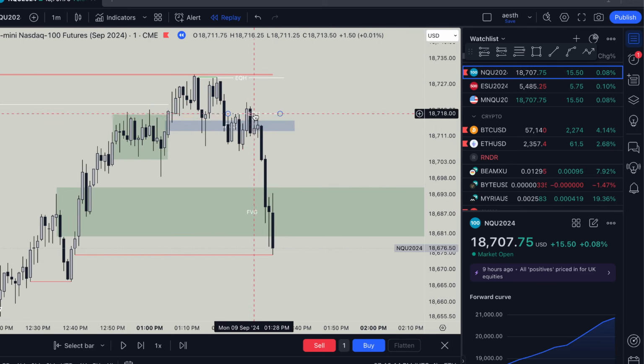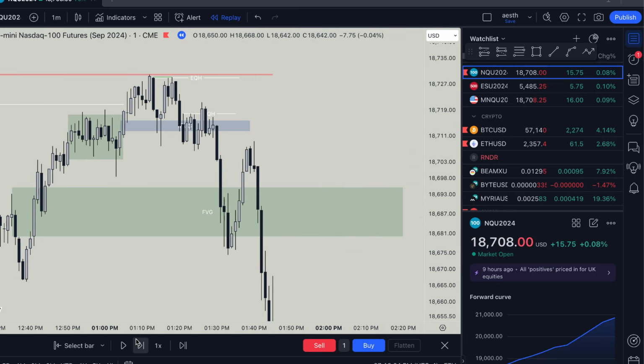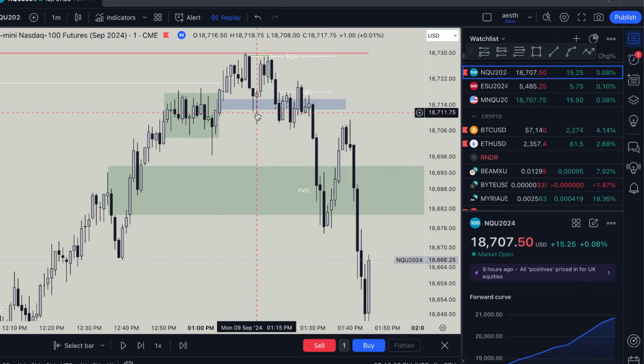The same way these equal highs just got ran through and then the move happened, the same thing could happen with these equal highs. So just be conscious of that, bro. I wouldn't be shorting with equal highs above you.